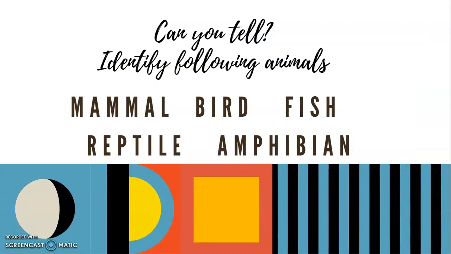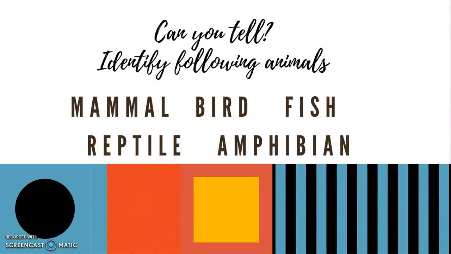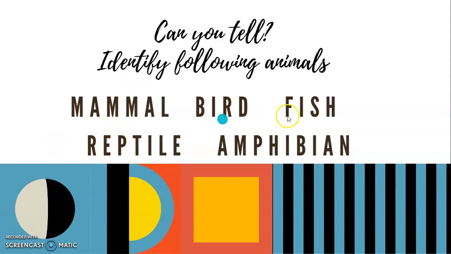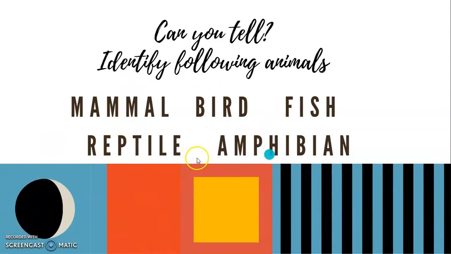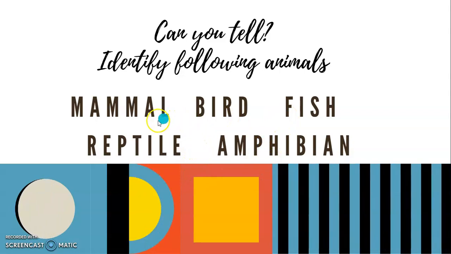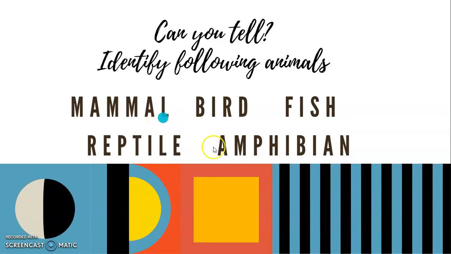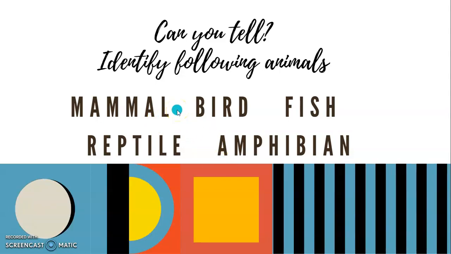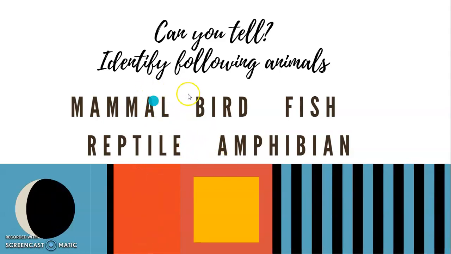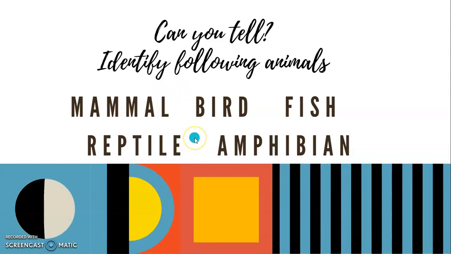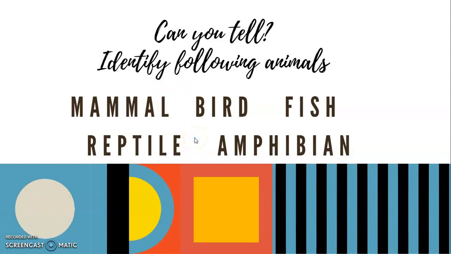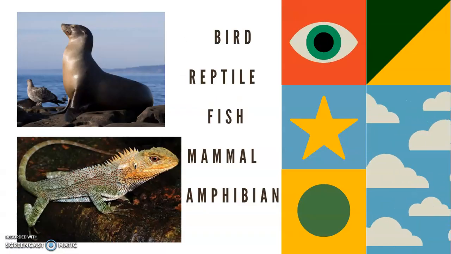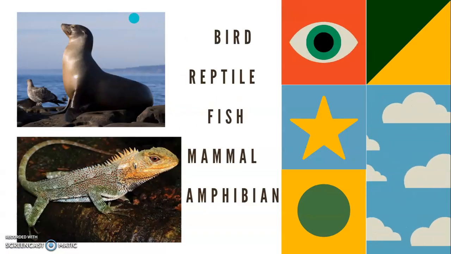So, sa palagay nyo, saan kaya kabilang ang tao? Tayo ba ay mammal, reptile, bird, fish, or amphibian? Kung ang sagot nyo ay mammal, tama. Kasi meron tayong hair. Meron din tayong mammary gland. Yan. At tayo ay warm-blooded. Kaya tayo ay mammal. So, sagutan nga natin.